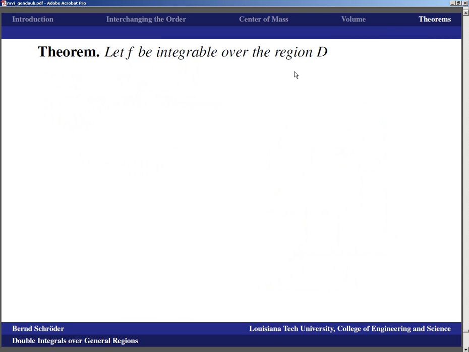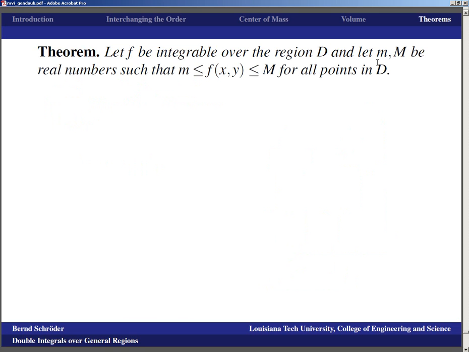Take a function that is integrable over the region D, and let lowercase m and capital M be two numbers, so that the function is bounded below by lowercase m and above by uppercase M. Then m times the area of the region D is less than or equal to the double integral of f, which in turn is less than or equal to capital M times the area of D.